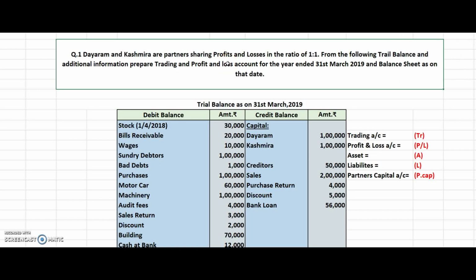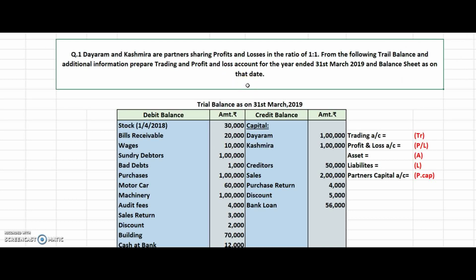From the following trial balance and additional information, prepare trading and profit and loss account for the year ended 31st March 2019 and balance sheet as on that date. Final accounts is always prepared for 1 year, exactly for 12 months. And those 12 months start on 1st April 2018 and they end on 31st March 2019 in this particular sum.